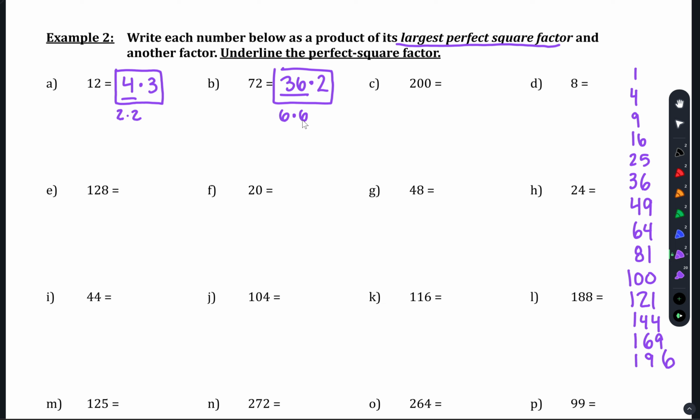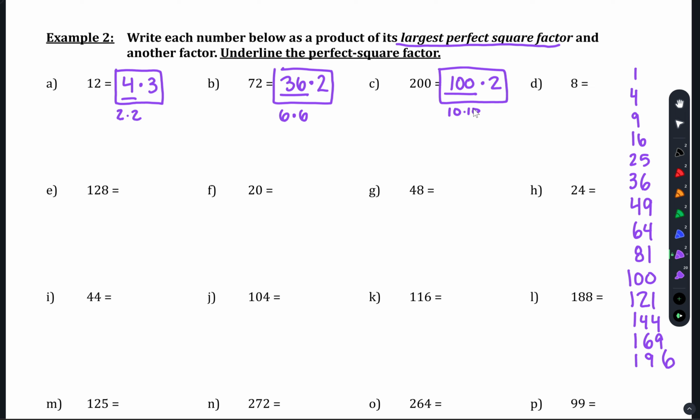Letter C, 200. I'm going to look at my list. All of these are under 200, so I'm going to start at the very bottom. What's the first number that can divide evenly into 200? 100. 100 times what? There's my answer. 10 times 10.